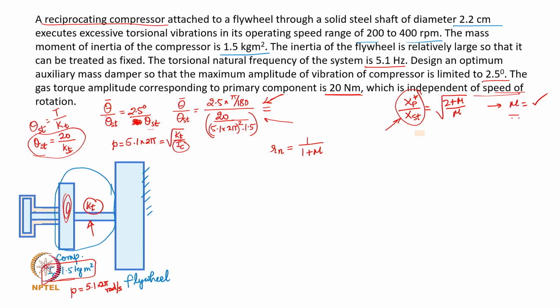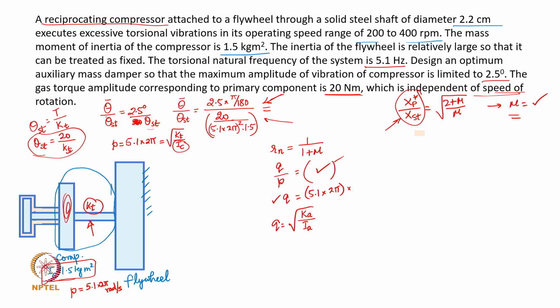The moment you know this mu value, you know Rn, which is Q over P. This value is known. So Q is known because P is given 5.1 into 2 pi, into this expression. So you know Q. And what is Q? Square root of Ka absorber by Ia absorber.